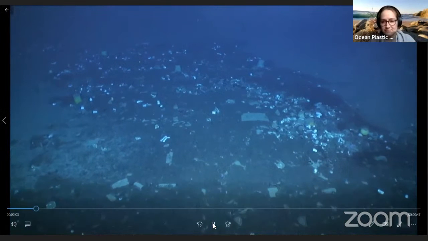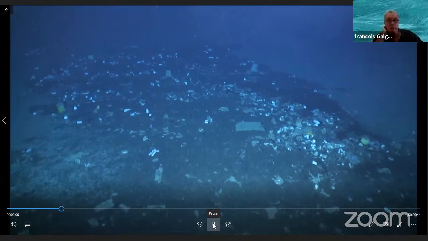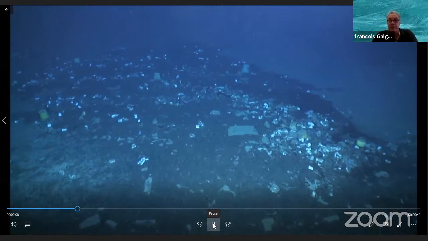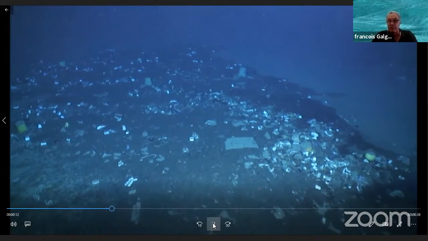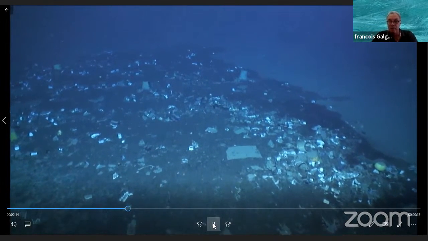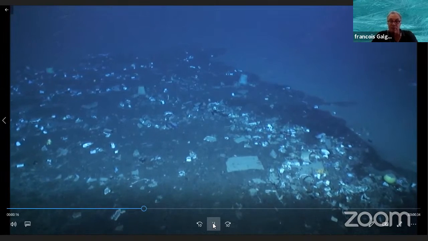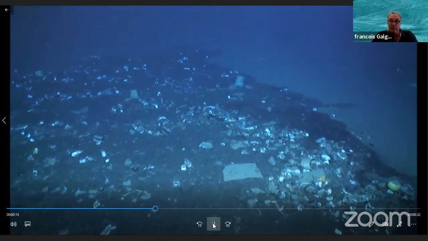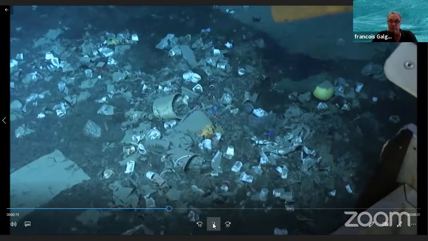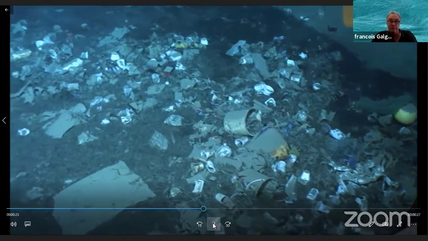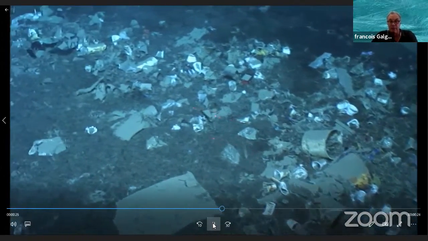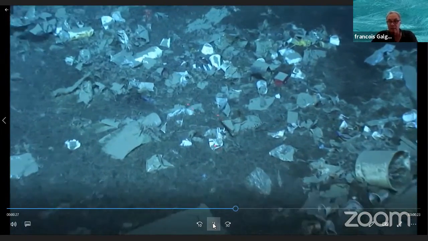Okay, so have a look. These are images from an ROV, 8 kilometers offshore in the Mediterranean Sea, and we are at 2,200 meters. 2,200 meters, 8 kilometers offshore the Côte d'Azur. When you dive, you come onto the seafloor, and it's something very frustrating.